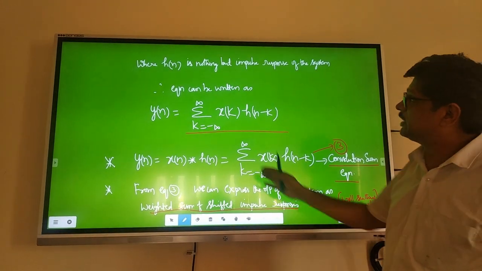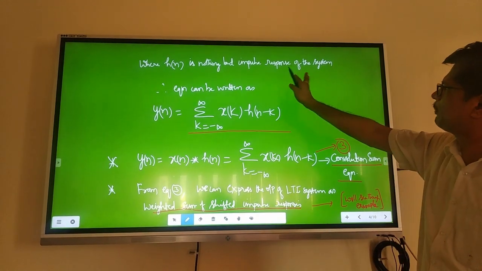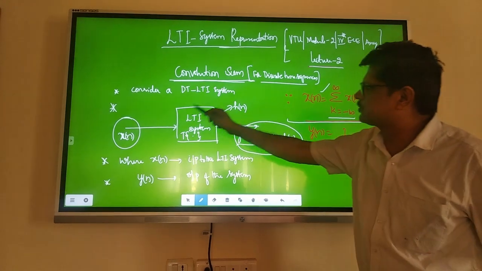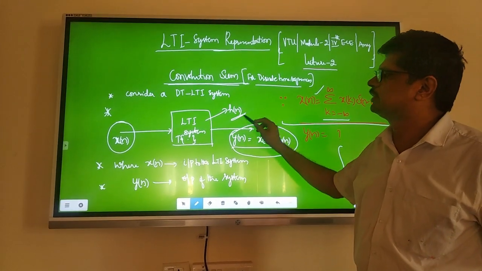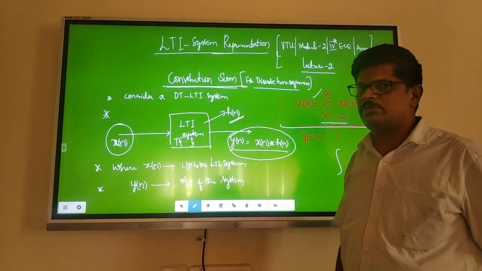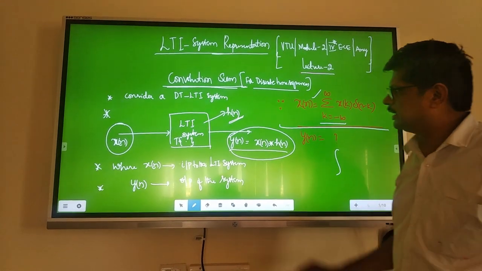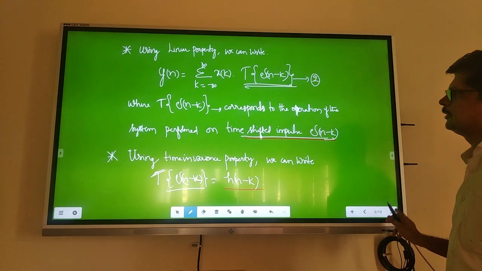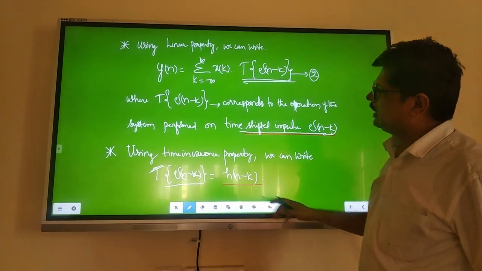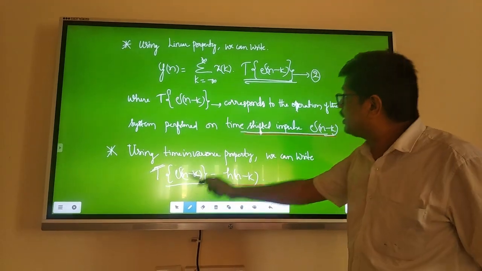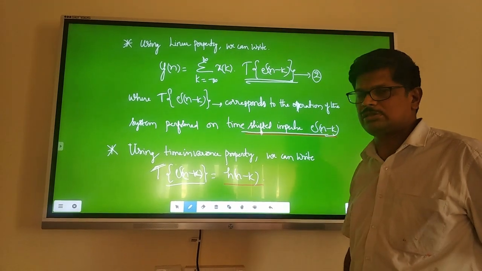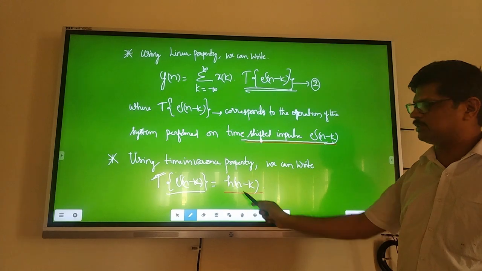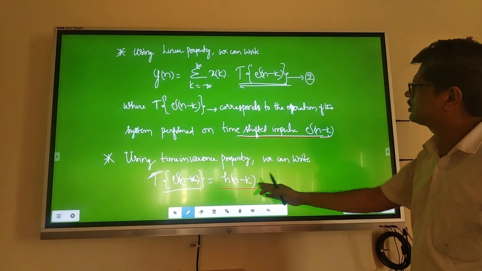What is h of n? h of n is nothing but the total impulse response of the full system. This system's impulse response is h of n total. Delta of n minus k is the shifted impulse, that is for one impulse, and h is for the system. Therefore, we can write the transform of delta of n minus k as h of n minus k, the system impulse response.